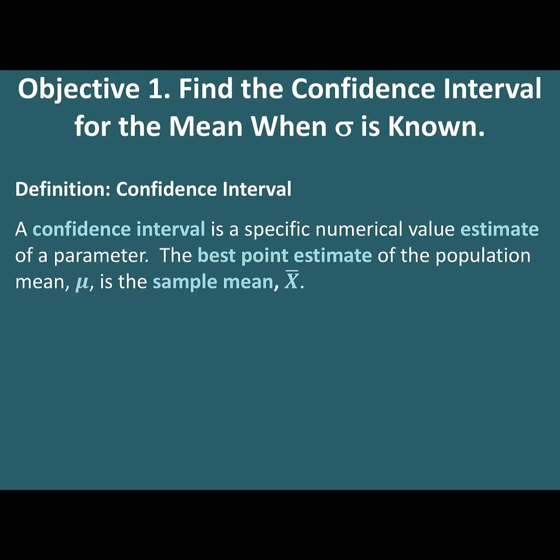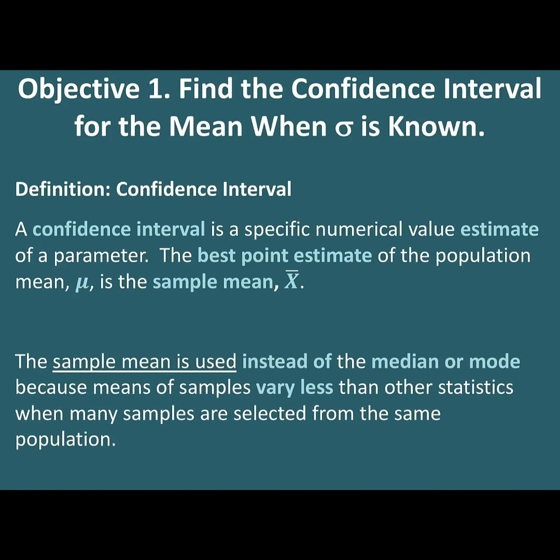Definition of confidence interval. A confidence interval is a specific numerical value estimate of a parameter. The best point estimate of the population mean, mu, is the sample mean, x bar. The sample mean is used instead of the median or mode because means of samples vary less than other statistics when many samples are selected from the same population.